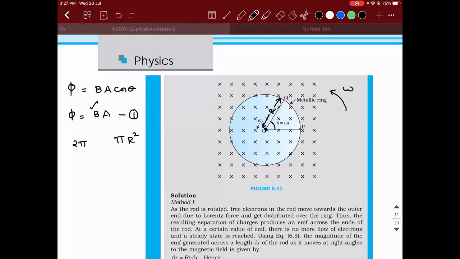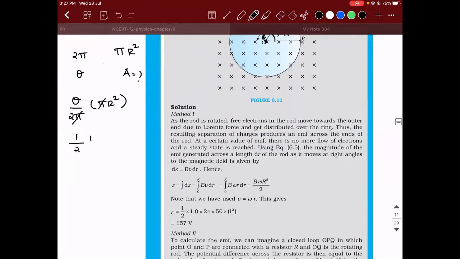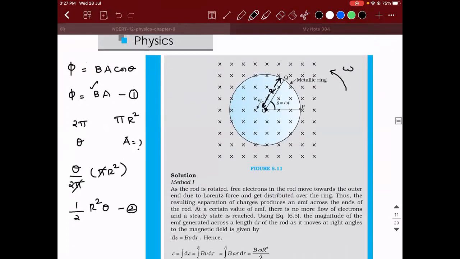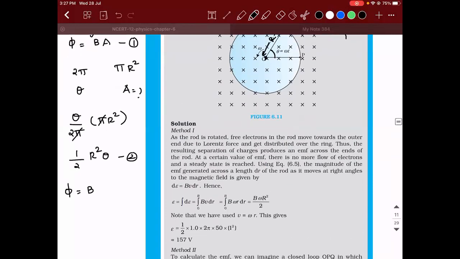So when the complete revolution is taking place, that is for 2 pi radians, the area swept is pi r square. If the angle swept is only theta, then what is going to be the area? It is going to be theta divided by 2 pi into pi r square. So pi and pi will get cancelled. It is half into r square into theta. Let me call this as 2, and that is 1. So flux will be equal to B into half into r square theta.